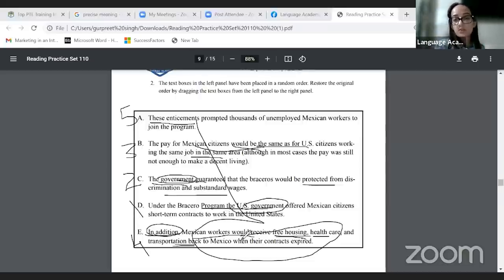Who has got a full score? Shikha, well done. Sukanya, very well done.